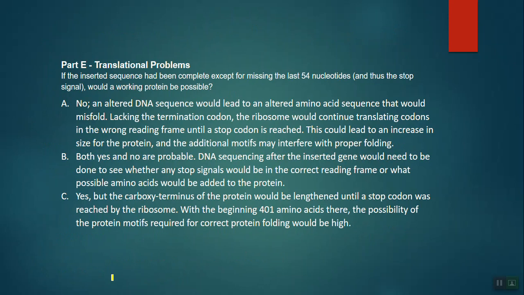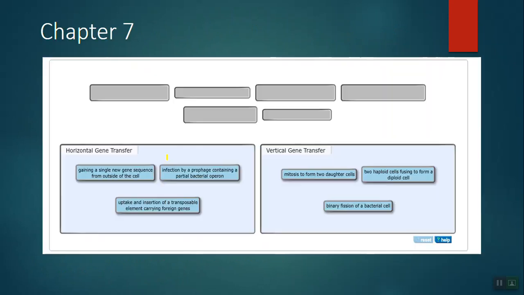So translational problems. If the inserted sequence had been complete except for missing the last 54 nucleotides and thus the stop signal, would a working protein be possible? Well, it's kind of a yes or no because DNA sequencing after the inserted gene would need to be done to see whether any stop signals would be in the correct reading frame or possible amino acids would be added to the protein. Sometimes if you add amino acids to it, it's not going to work. Sometimes, if you do add amino acid sequence to it, it still might work. So both of these conditions are actually probable.